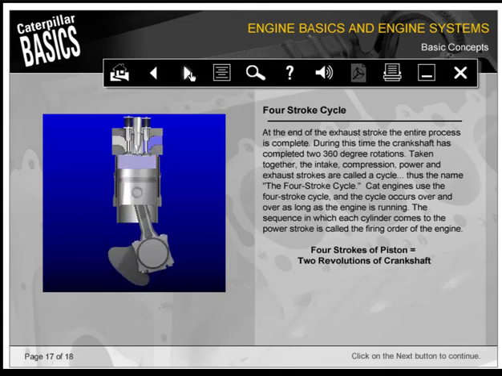Taken together, the intake, compression, power, and exhaust strokes are called a cycle, thus the name the four-stroke cycle. Cat engines use the four-stroke cycle, and the cycle occurs over and over as long as the engine is running. The sequence in which each cylinder comes to the power stroke is called the firing order of the engine. Four strokes of the piston equals two revolutions of the crankshaft.